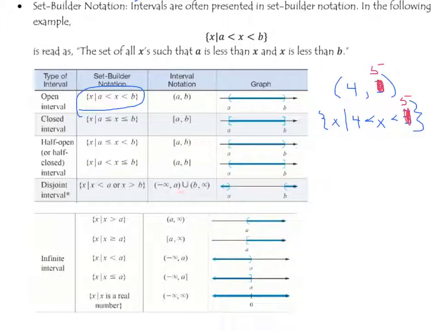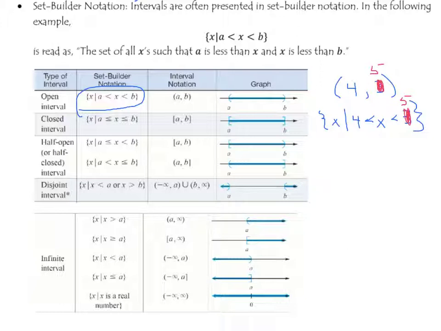It's shown that everything from negative infinity to a is included in the solution, and everything from b to positive infinity is included, and they are united. So this symbol is called a union symbol. And so we will put this to work. Right now I'm just exposing you to the idea.